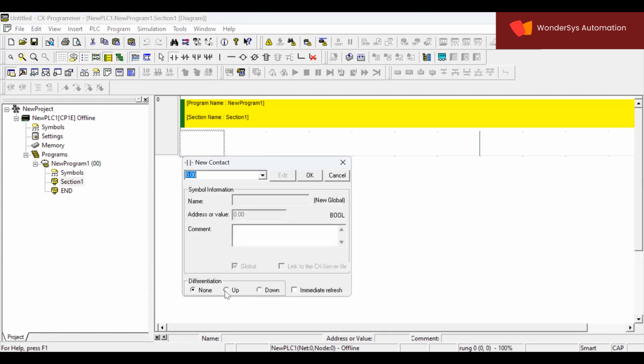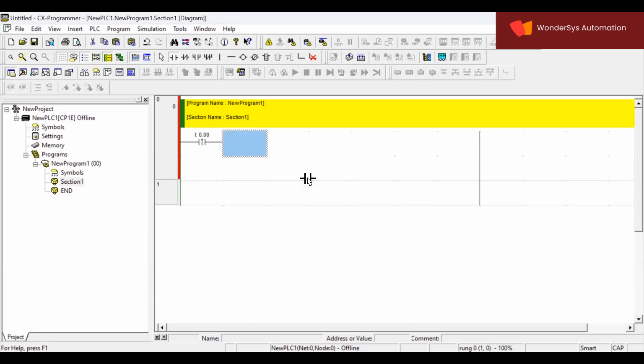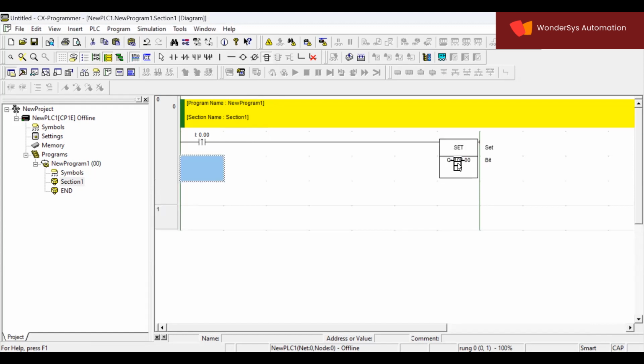Go for up, because they're telling to write a logic to latch the motor when I0 goes from off to on. That means from low to high. So therefore I have to take an up. Okay. Then select the function block. Then give set, Q0.0. Okay. This is your lamp.